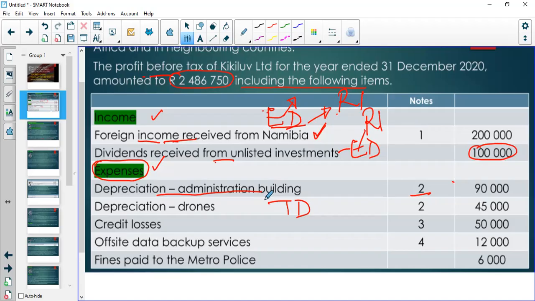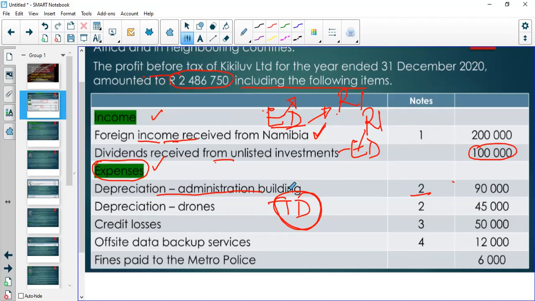So it's an issue of timing. We both agree that this item is deductible, this item is taxable, but the difference is when is that going to happen? All right, so that's going to be a temporary difference. It's not a permanent difference because it's a difference that arises as a result of timing. When should this be deducted?